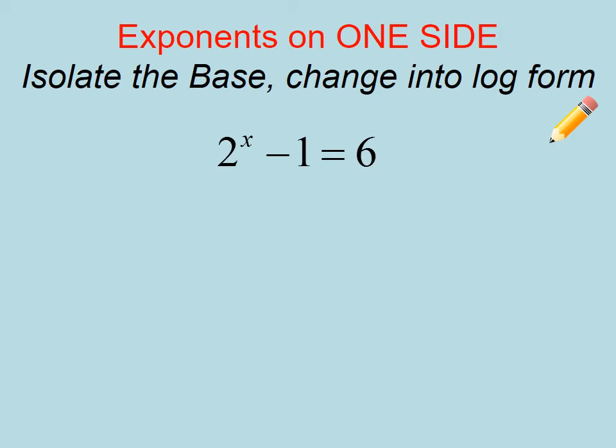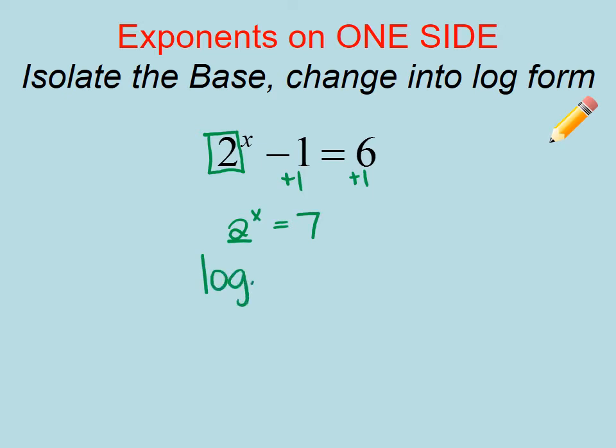What if your exponent is only on one side? You first want to isolate the base and then most likely change it into logarithmic form. Here is my base, which means I need to isolate it, move everything else away using your algebraic rules. Instead of subtract 1, I'm going to add 1. Now that that base is isolated, I know that it's not going to be a whole number. Therefore, I need to convert into logarithm form.